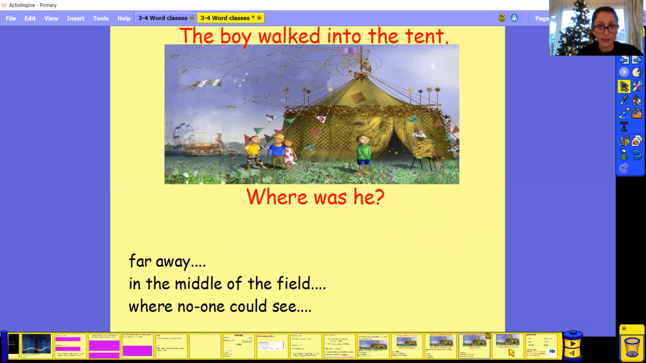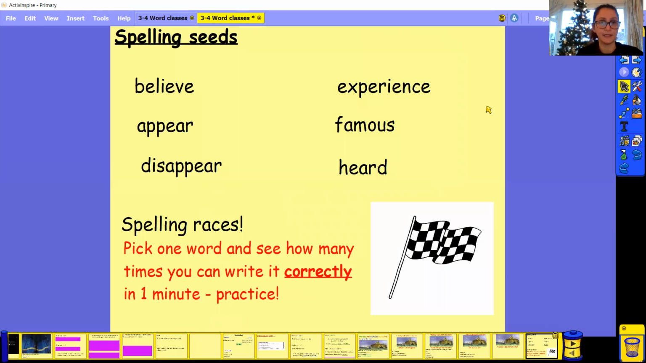So, well done if you managed to have a go at that. Remember to send any work to me. So, we're on to our spelling C's. Now, we've got these words again. So, we've got believe, appear, disappear, experience, famous, and heard.